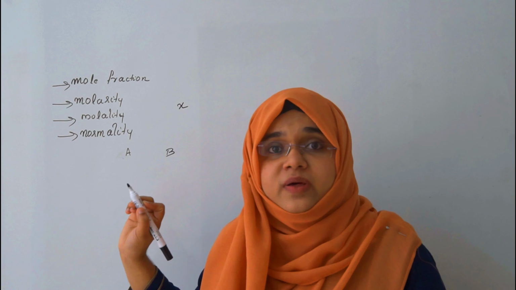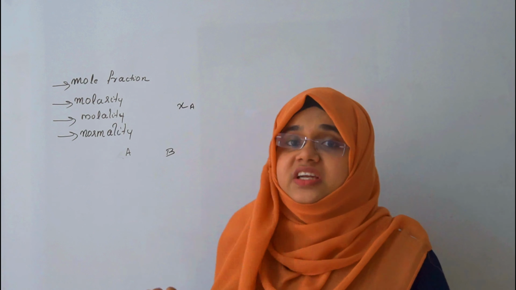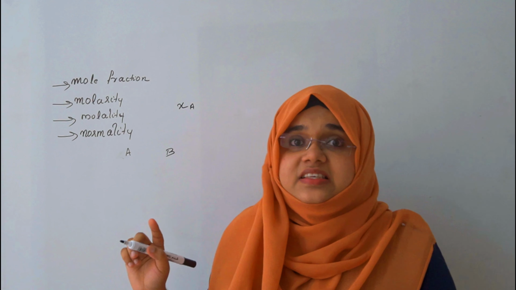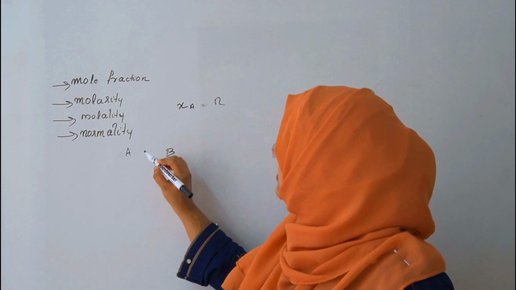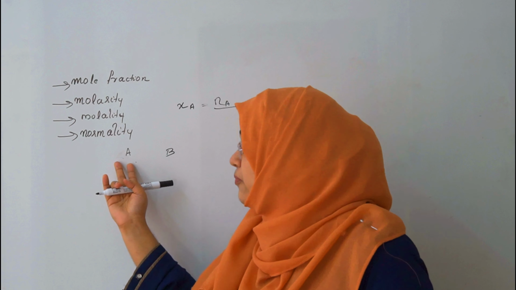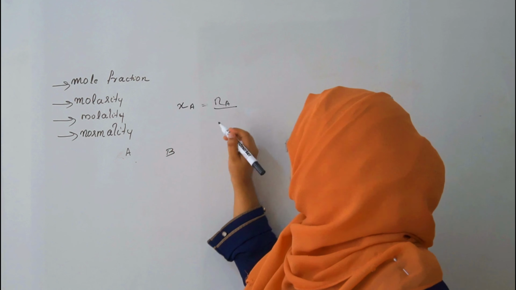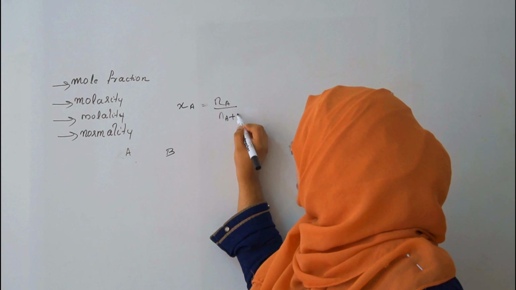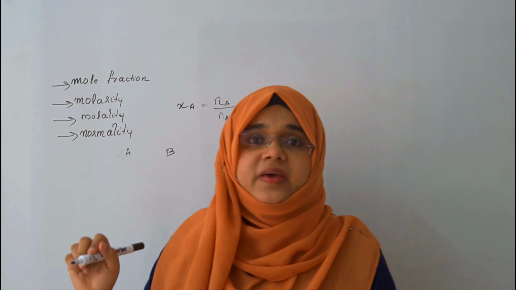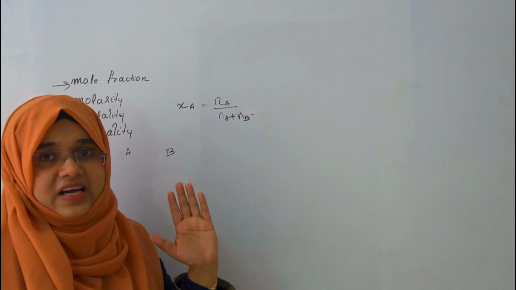We denote it normally by X. The mole fraction XA is the number of moles of solute A divided by the total number of moles, that is, number of moles of A plus number of moles of B. Okay, got it. So this is mole fraction.